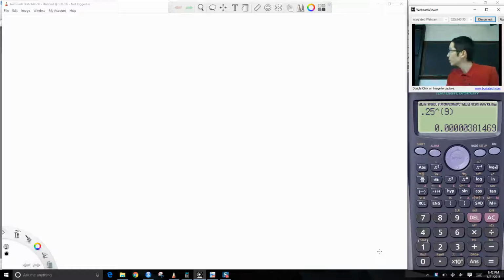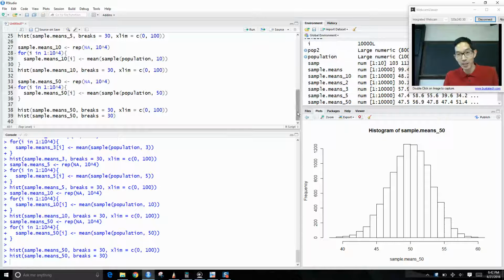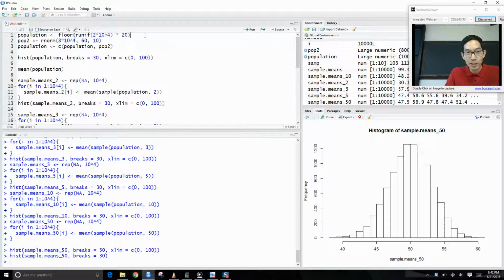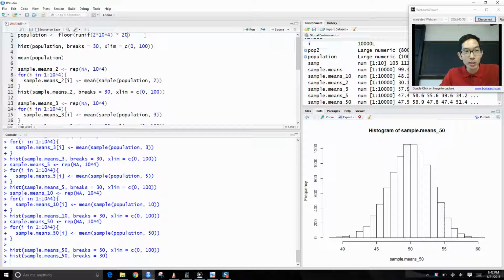Okay, so we'll continue on. Maybe I'll just take a brief moment to illustrate why the normal approximation to the binomial works. You could imagine the binomial being kind of like this population where we just have a 0 and a 1.